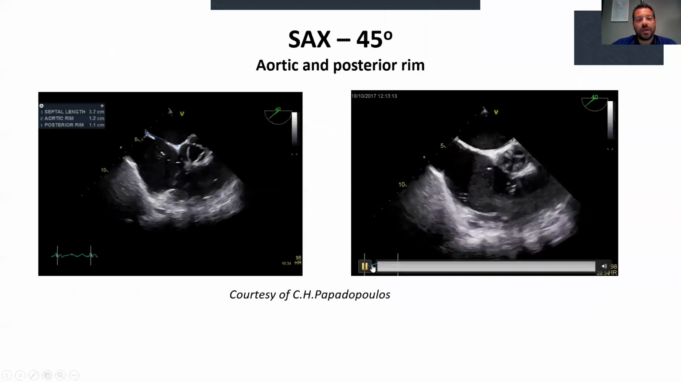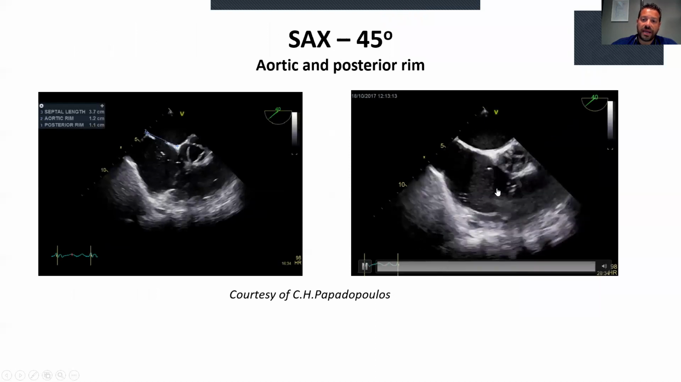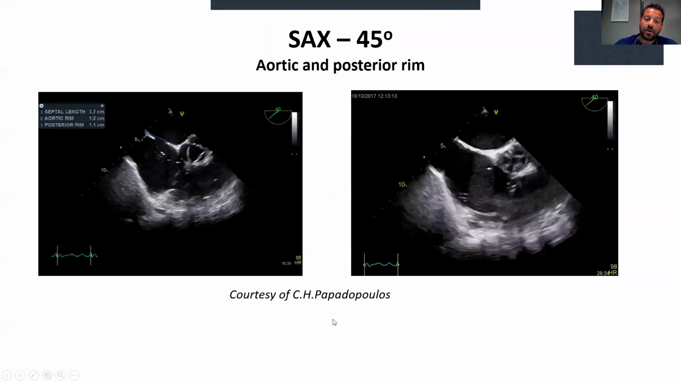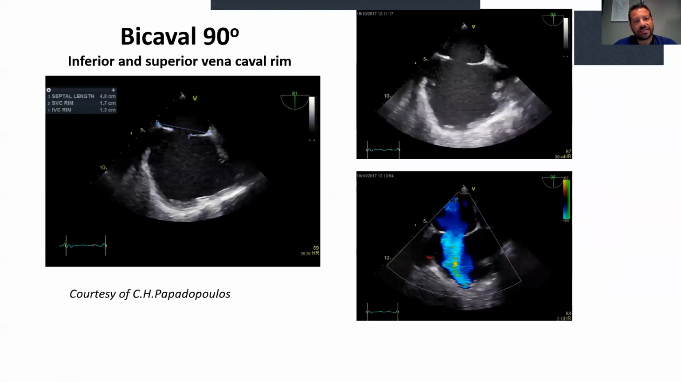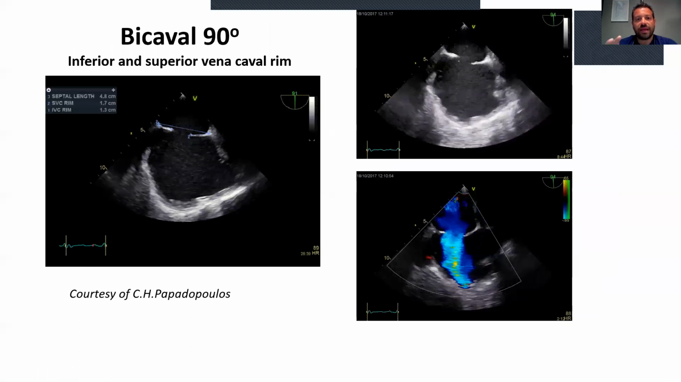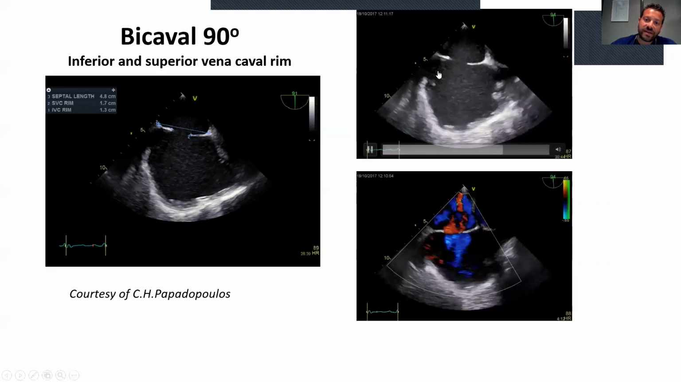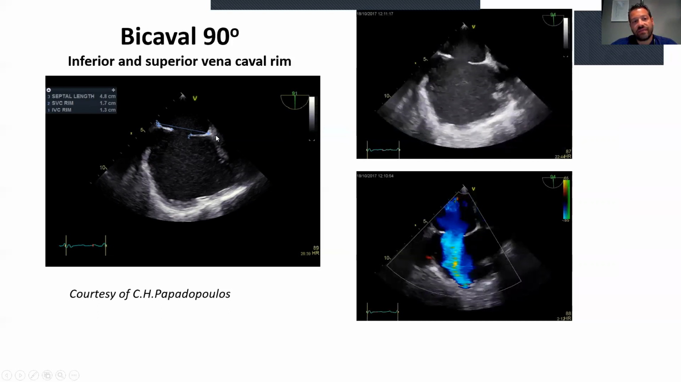We can use the color Doppler in order to see the direction of the shunt. Then we go to 45 degrees at short axis view, where we can evaluate the aortic rim, which is near the aorta, and the posterior rim, which is at the opposite side. Of course, we measure the rims and the total length of the septum. Then we go to bicaval view at approximately 90 degrees, and we measure the superior vena cava rim, which is near the superior vena cava, and the inferior vena cava rim, which is near the inferior vena cava, and of course the total length of the septum.